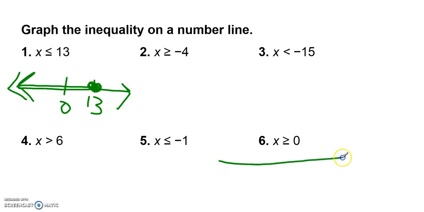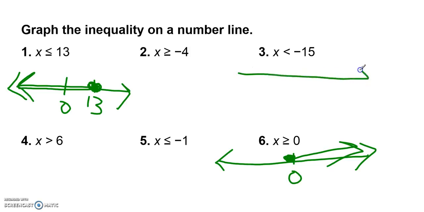Okay, and then I'm going to do 6. So we have 0, but that is what they want, and x is greater than or equal to, so fill in the circle, because it can be 0, and then go that way. And then I'm just going to do this one just because, and so we have negative 15, let's say, is right there, and x is less than, so we have an open circle because it can't include negative 15, and then it goes this way. Okay?